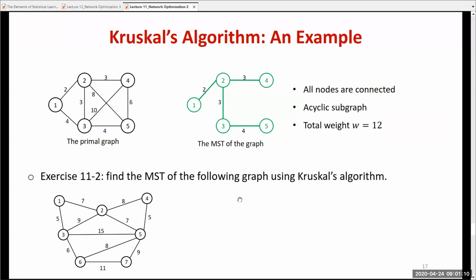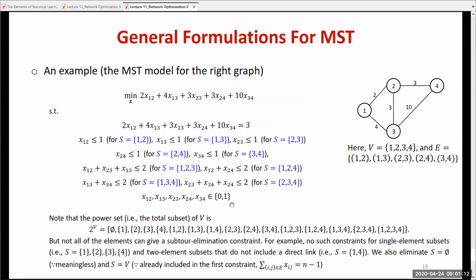Here's the example. Let's use a very small graph. I have only 4 nodes. V is 1, 2, 3, 4, and your edge set E is all these sets: 1,2; 1,3; 2,3; 2,4; and 3,4. Again, in this lecture, we assume that all graphs are undirected. So if 1,2 is an edge, then 2,1 must be an edge. They're symmetric.